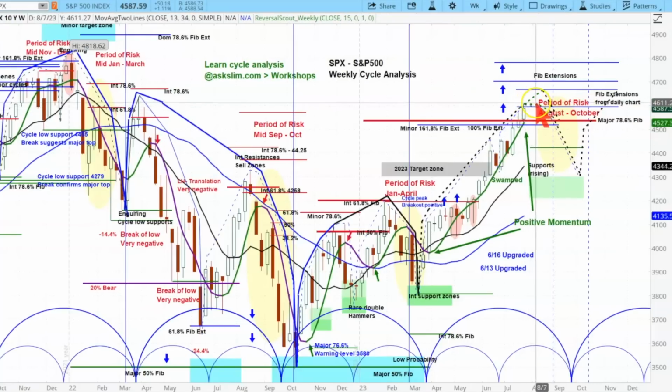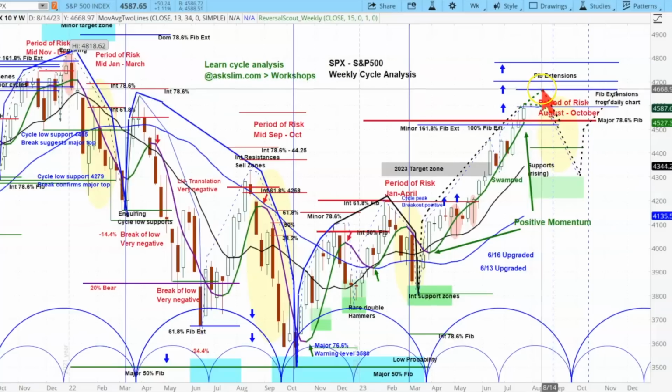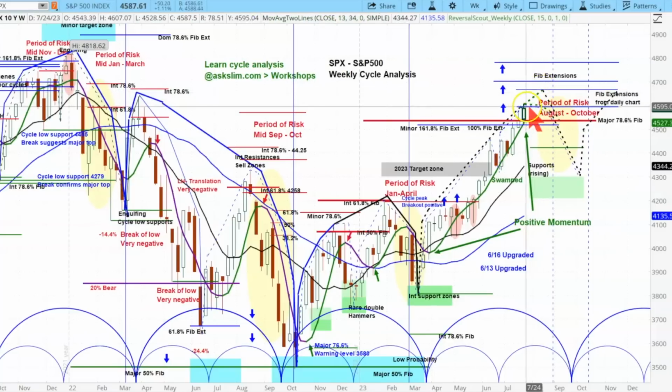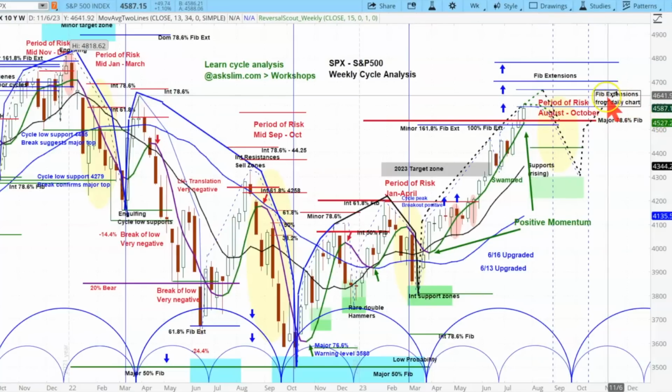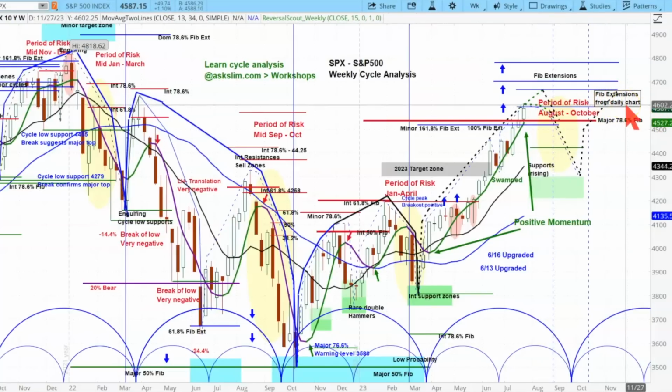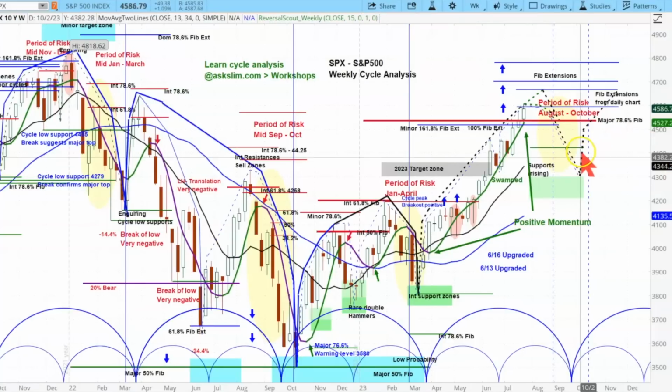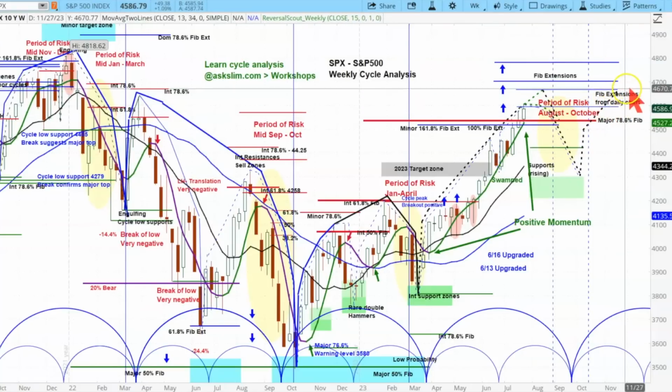What we have been projecting was a peak in this market sometime in mid-August. Either it gets up to here to 4665 or it stalls in this area right now around 4600. Those are the areas of the fib extensions that come from the daily charts and create a zone of resistance right in here. So while the market may still do better through the end of the year as we have it projected up here into November, December, this period of risk is significant.